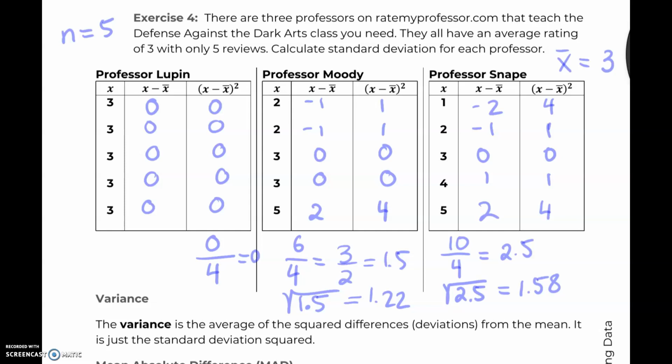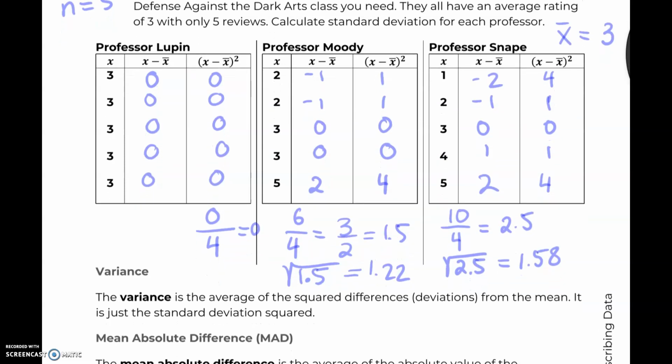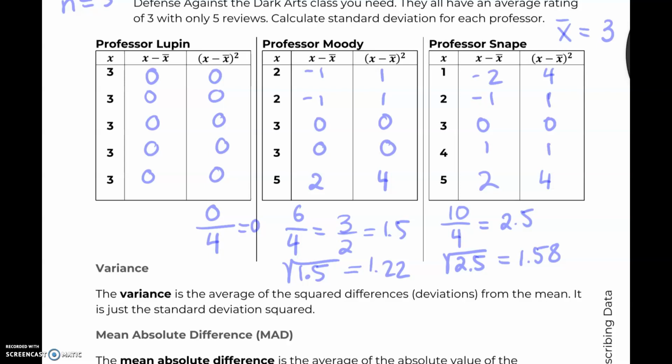One last thing over here is the variance, which is the average of the squared difference from the mean. It is just the standard deviation squared. So basically what we would do is over here, we would not take the square root in the last step. So our variance for Professor Lupin is still 0. Our variance for Professor Moody is 1.5. And our variance for Professor Snape is 2.5.